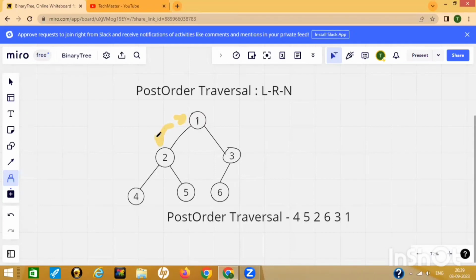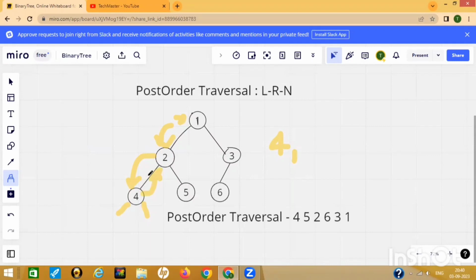So we move on to the left side. On the left we have node 2, and for node 2 also we will visit the left side first. So we move to the left side of 2, and that is node 4. For node 4, left is null and right is null, and since we don't have a left node or a right node, we visit node 4. Node 4 is visited.